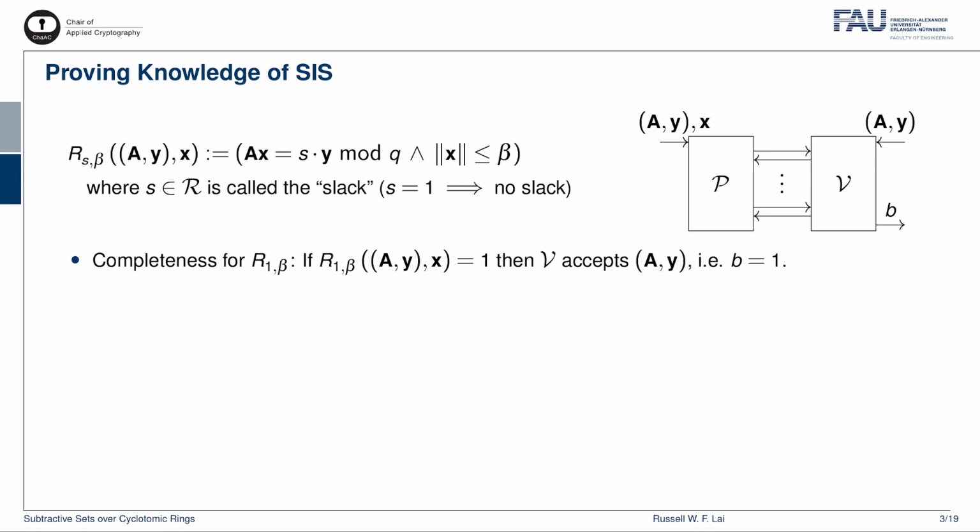We say that the argument system is complete for the relation R_{1,beta} if whenever the witness x satisfies the statement (A, y) with no slack, then the prover is able to convince the verifier to output 1.